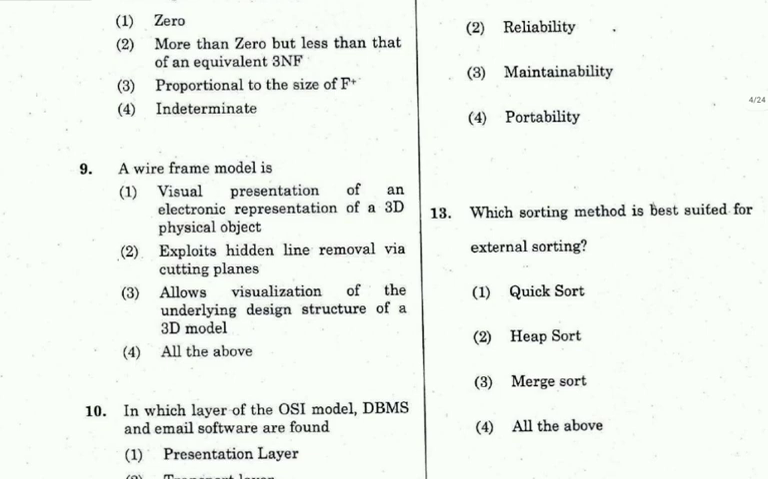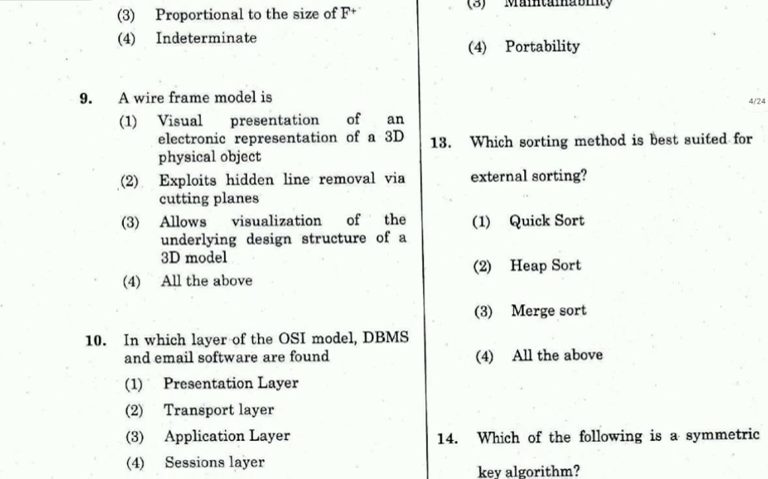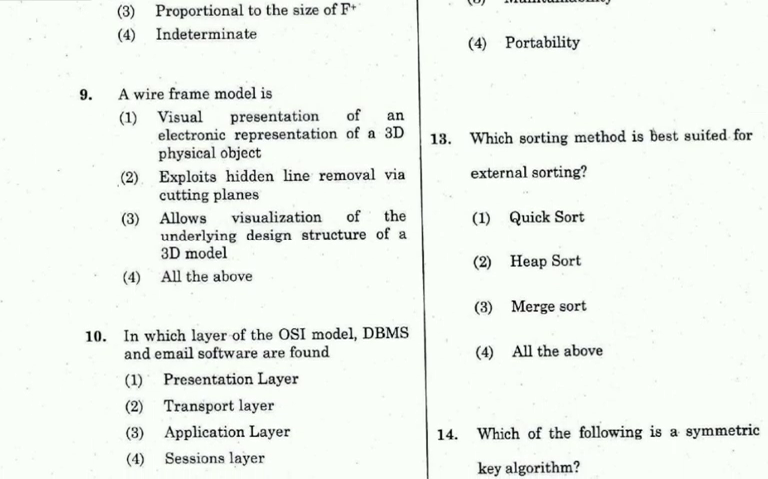Next. Which sorting method is best suited for external sorting? Sorting is a fundamental operation in computer science. So why do we use the sorting method? To arrange data in a particular order, it may be either ascending order or descending order. Sorting techniques are classified into 2 types, that is internal sorting and external sorting.